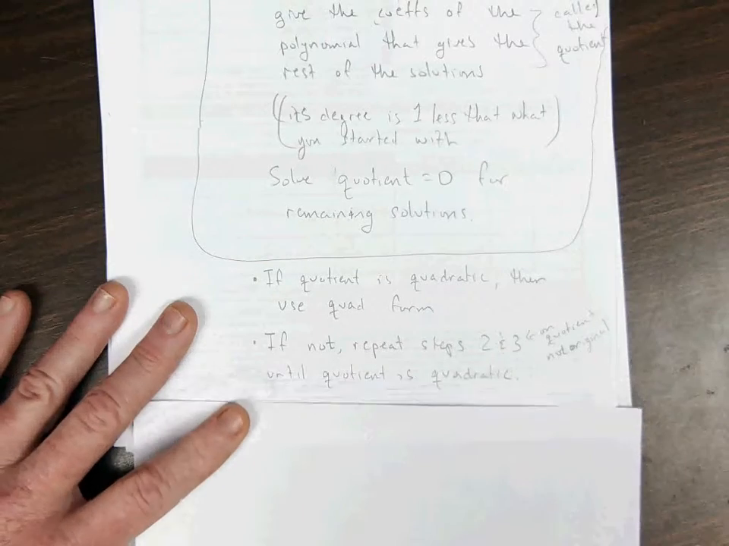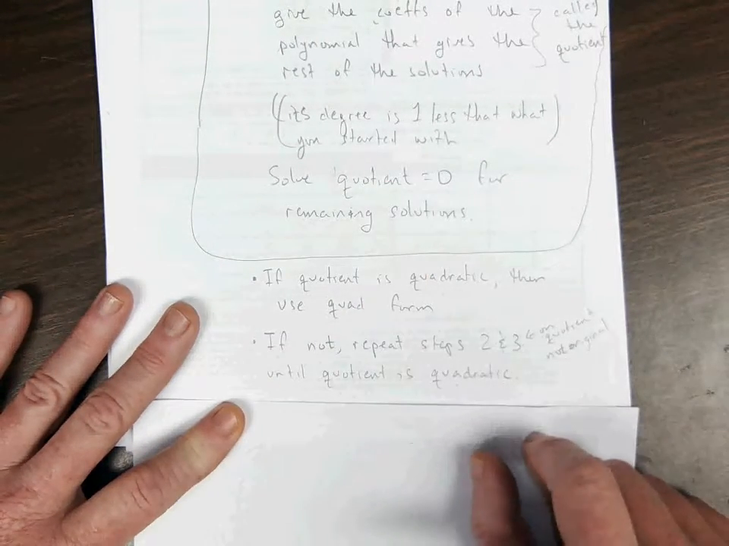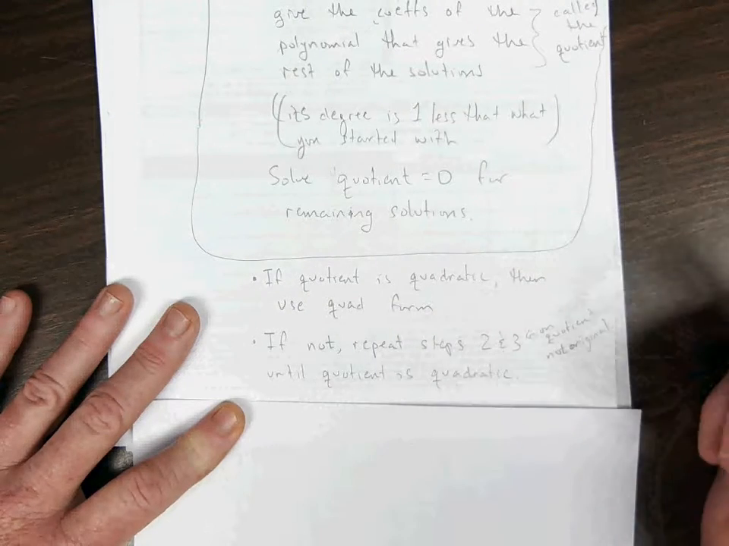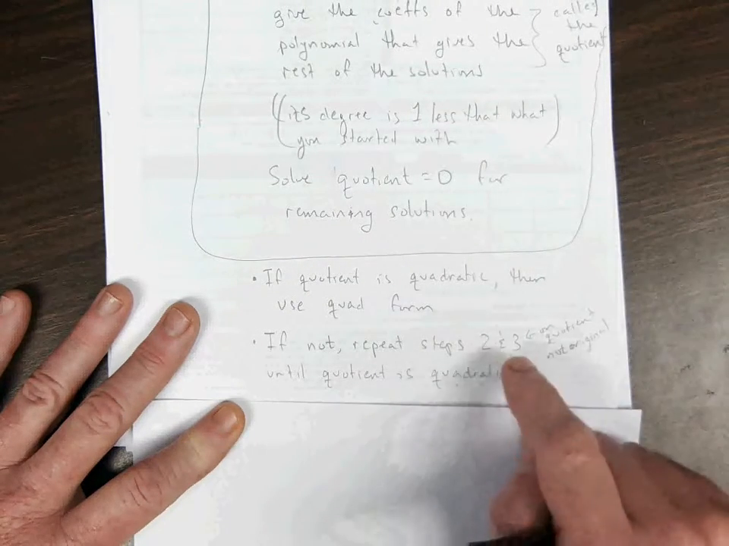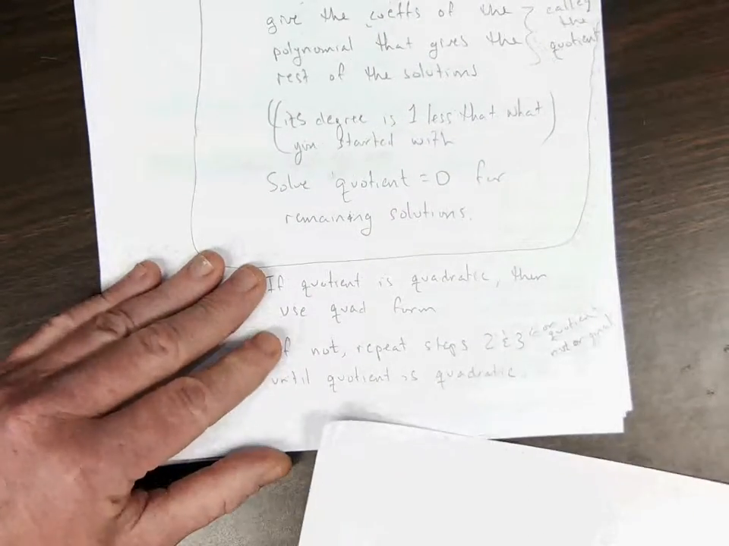And then here's the important thing. If that quotient isn't quadratic, you basically got to go back to your list, find another one that works, and repeat the process, but only on the quotient. Okay, we'll see an example of that in a minute, if that seems a little vague.